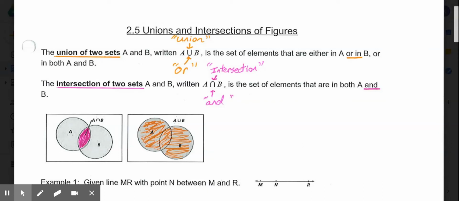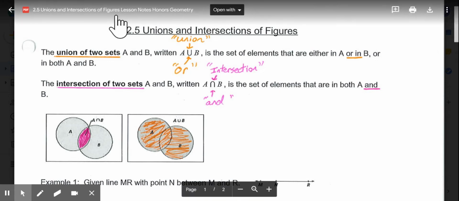Welcome to Lesson 2.5, the unions and intersections of figures. Today we'll be looking at two big ideas, the first being unions and the second being intersections.